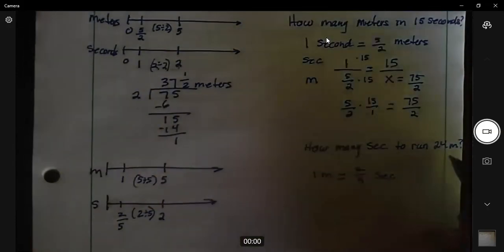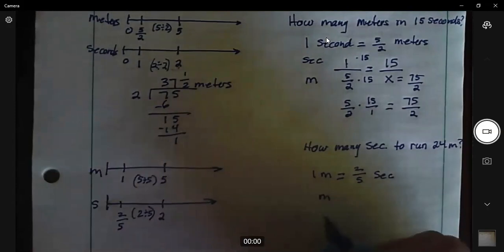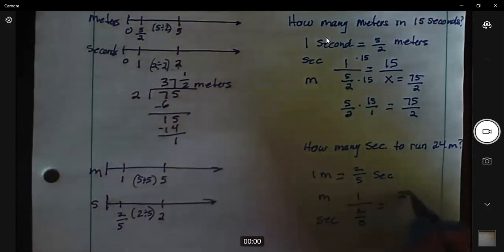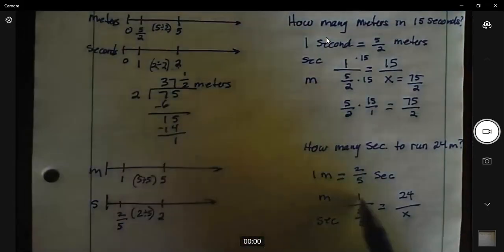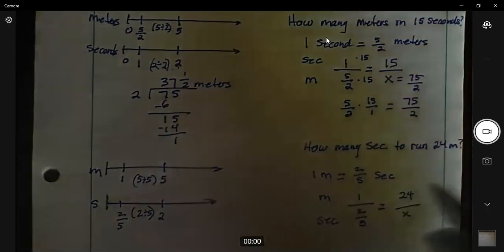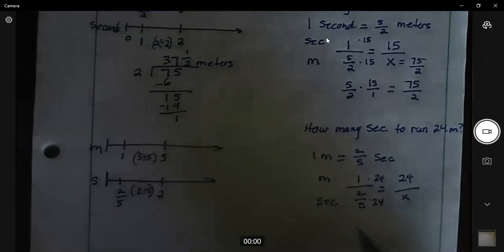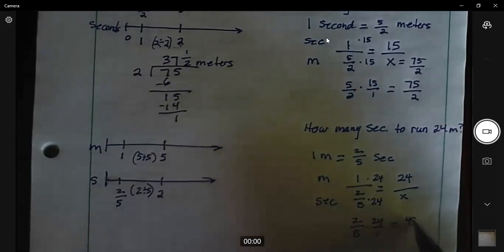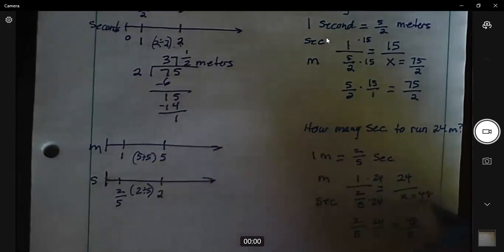So if I want to know 24 meters, then let's go ahead and do meters over seconds. So 1 meter is 2/5 seconds. So if I have 24 meters, how do I find how many seconds that is? Well, what did I have to do here? It's always easy because it's always a 1. Well, I had to multiply it times 24. So I have to multiply this times 24. So then we have 2/5 times 24 equals 48 over 5. So x is equal to 48 over 5.